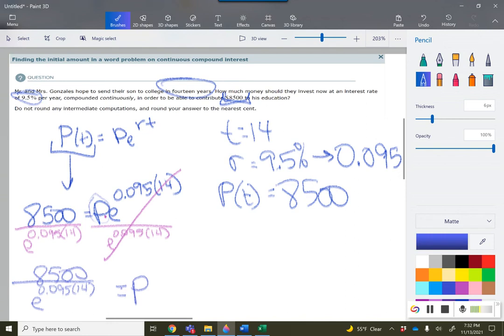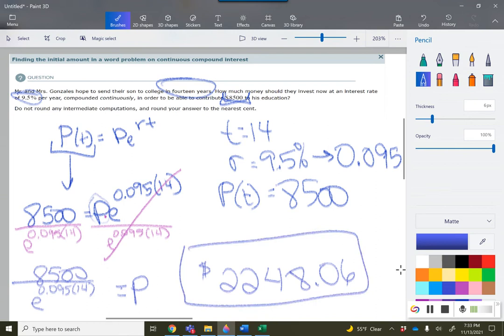That comes out at 2,248.06. Okay. So $2,250 basically. They wanted it rounded to the nearest cent, so we're going to leave it as $2,248.06 would be the amount to invest today.